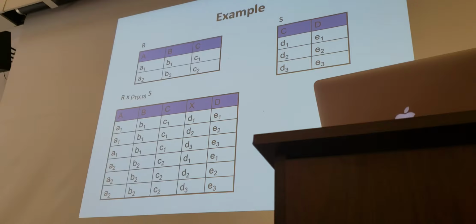And then I can take the join and I don't have to worry about duplicate columns. So I have something with A, B, C, X, D, jammed together: every tuple from R with every tuple in the renamed S, which is now referred to as T. And again, its attributes are X and D instead of C and D. Well, it's just a little bookkeeping thing.